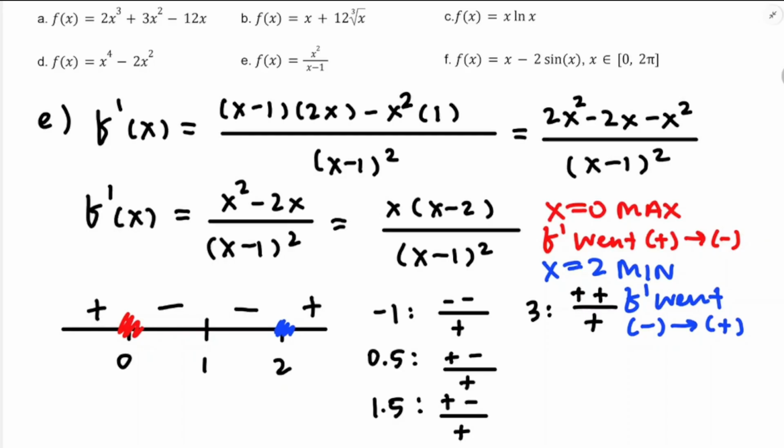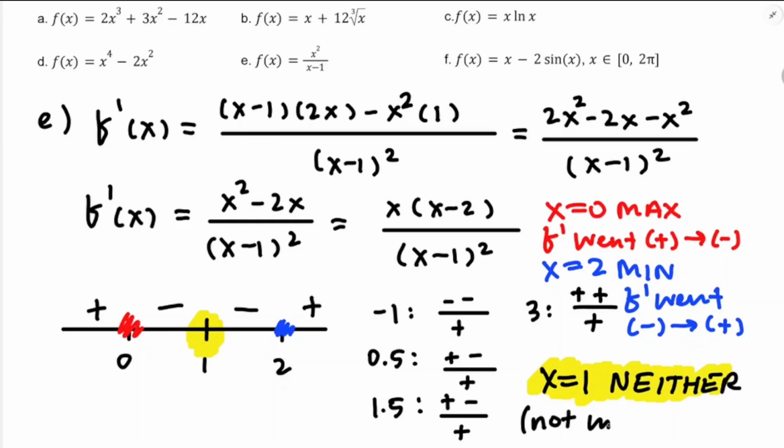Okay, now I will say at x equals 1, I suppose you might could say that's a critical point of f, but I don't know that I would because x equals 1 is not even in the domain. I mean, it's definitely neither because f prime didn't change signs, but I'm going to say really my reason is that this isn't even part of the function. So how could it be a maximum or a minimum if there's not even any function there?